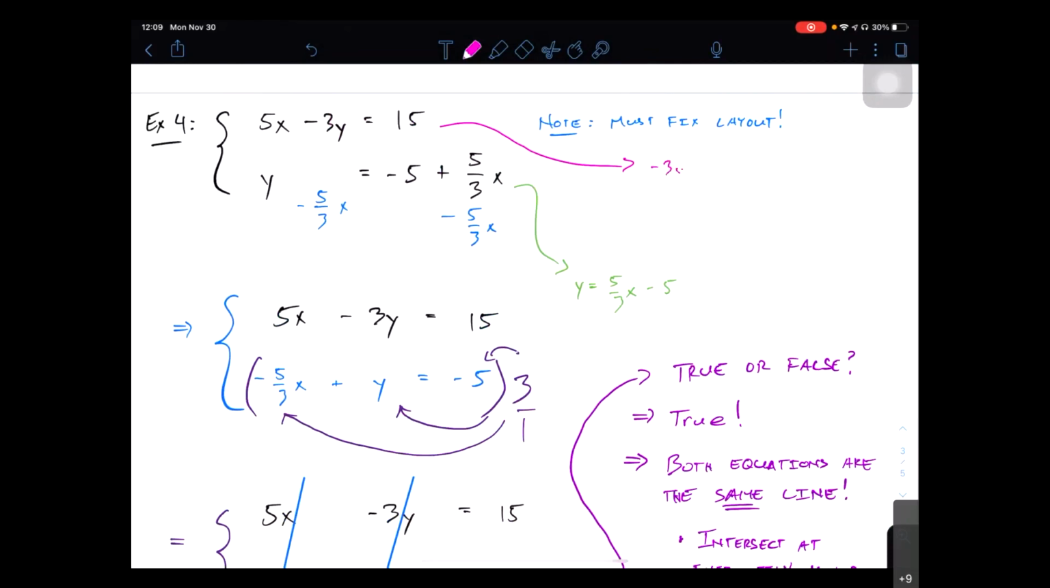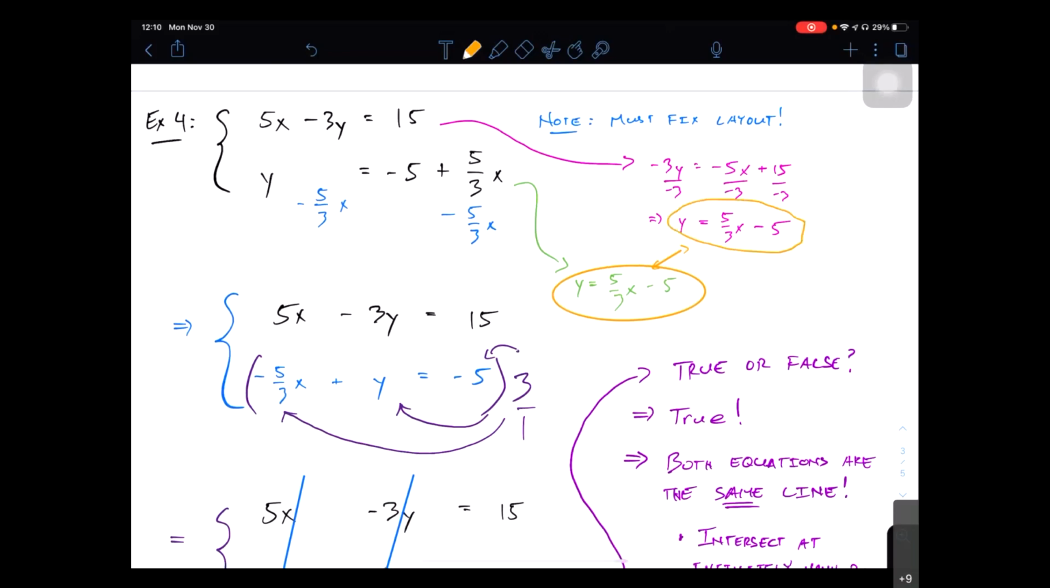This one was -3y equals -5x plus 15. And then when you divide by the -3, lo and behold, you get the same exact answer, right? y equals positive 5/3 x minus 5. So you can see they're the same exact thing here. And that's not by mistake, right? That was intentional. So that's another way you can determine that they're the same line without having to do substitution or elimination.